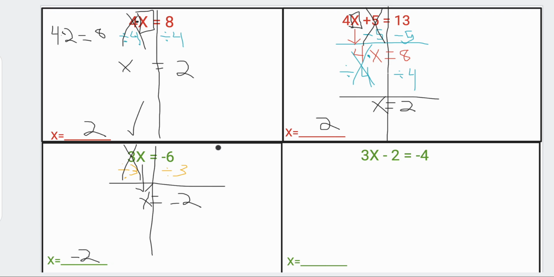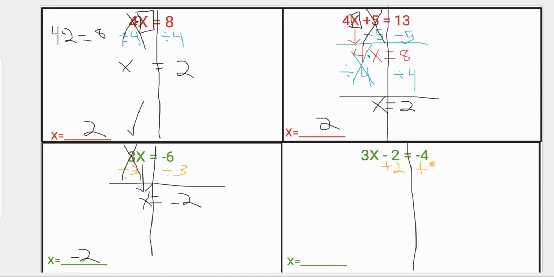For the next side, draw the line. I got two things going on here. I got the minus 2 and I got the 3x. Once again, I'm going to tackle the minus 2 first. What's the opposite of minus? Plus. So to get rid of minus 2, I'm going to plus 2. That means I must plus 2 this side too.